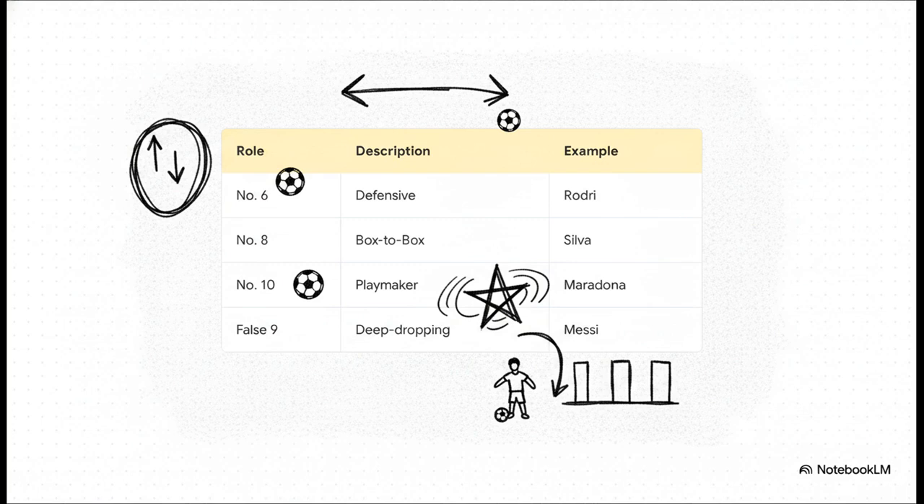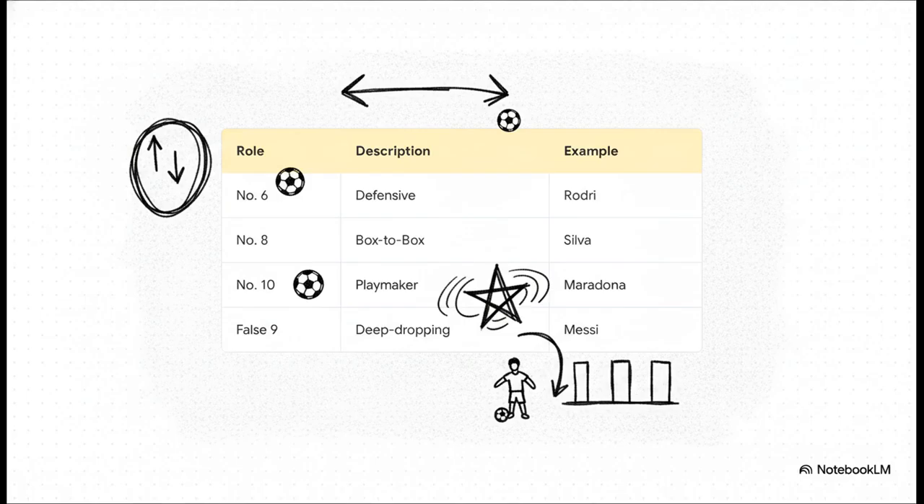It means they're the defensive midfielder, the anchor of the team. Think of someone like Spain's Rodri. A number 8 is your box-to-box engine, just constantly shuttling between attack and defense. The number 10 is the creative attacking playmaker, epitomized by Diego Maradona. And then you have the false 9, a role really made famous by Lionel Messi.